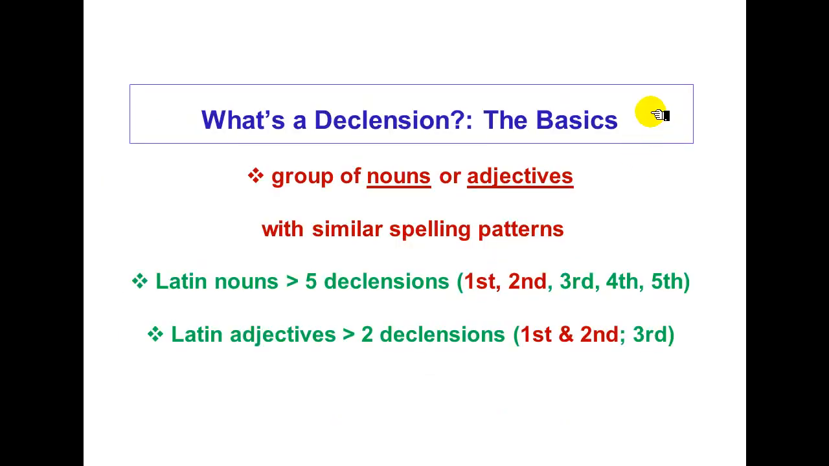The verbs are conjugated, but nouns and adjectives are declined. And a declension is a group of nouns or adjectives with similar spelling patterns. Latin nouns typically fall into one of 5 declensions, and in Big Book 1, we deal with first declension nouns and second declension nouns. Latin adjectives typically fall into one of 2 declensions. These are known as first and second declension adjectives and third declension adjectives. In Big Book 1, we only deal with first and second declension adjectives.